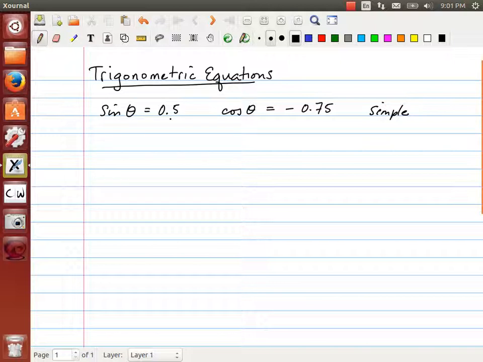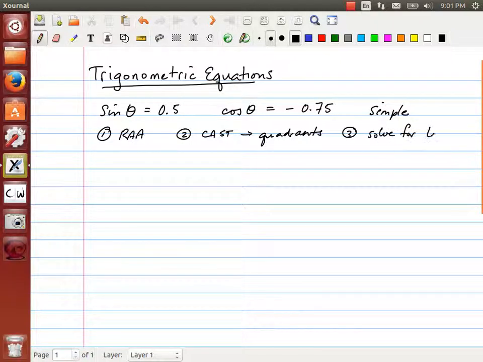They're linear equations, and so the steps involved here are basically the first thing you're going to do is find the related acute angle, or the reference angle. The second thing you're going to do is apply the cast rule, which is going to tell you the quadrants. And the third thing you will do is then determine theta 1 and usually theta 2.